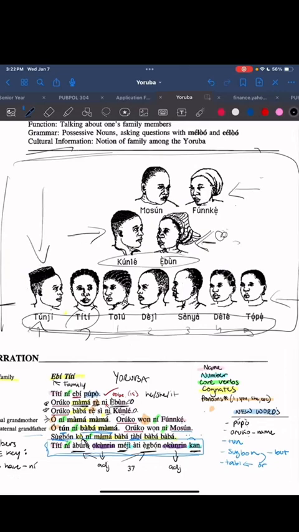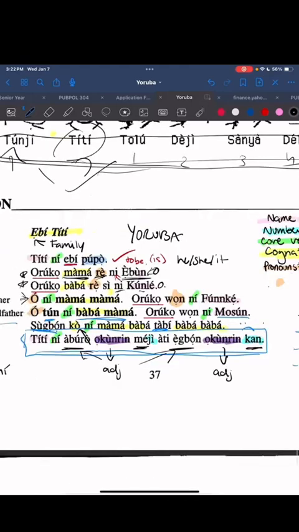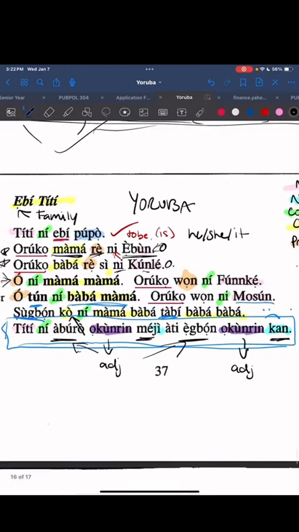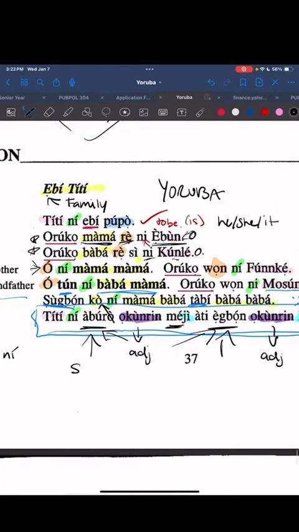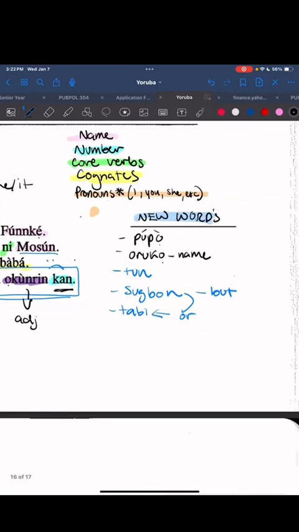So from context, I'm thinking, okay, these must be all of their children. And the children of my parents are my siblings. So when I see this, I'm thinking, okay, maybe that's a way to say siblings in Yoruba. I don't know for sure. I'm going to double check. But from the context, that's what I think it means.